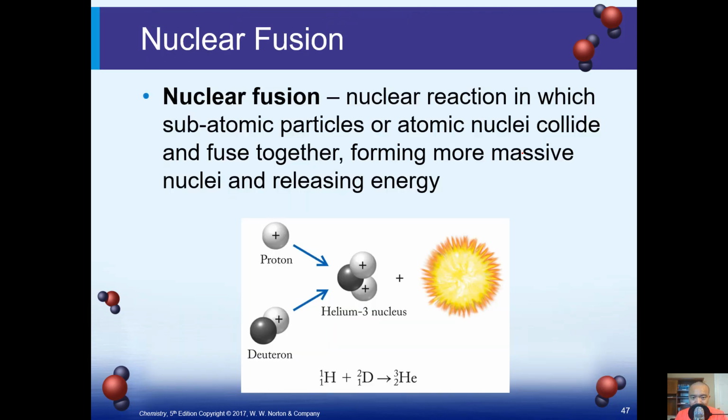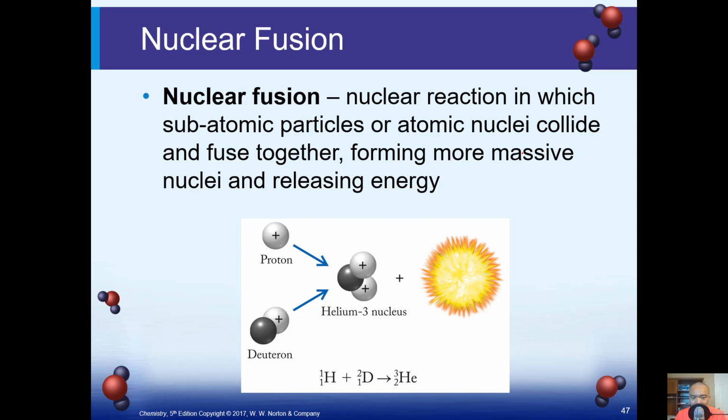The energy of the sun is derived from high-speed collisions and combinations of hydrogen nuclei to form helium. These nuclear reactions, in which the small nuclei and/or subatomic particles collide and fuse to form more massive nuclei, are called nuclear fusion.